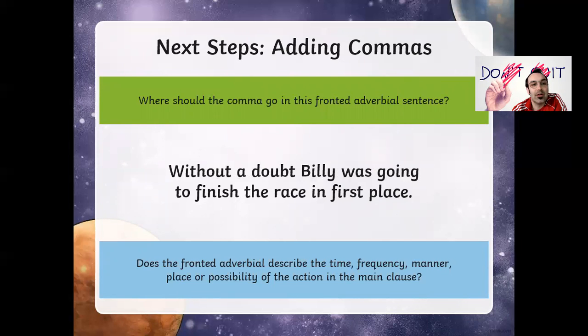Next one. Without a doubt, Billy was going to finish the race in first place. So without a doubt. Can you tell what type of fronted adverbial? And also, can you tell where the comma is going to go? Yeah, you're getting the hang of this now. And then do you know what kind of fronted adverbial? Possibility, of course it is. Well done.